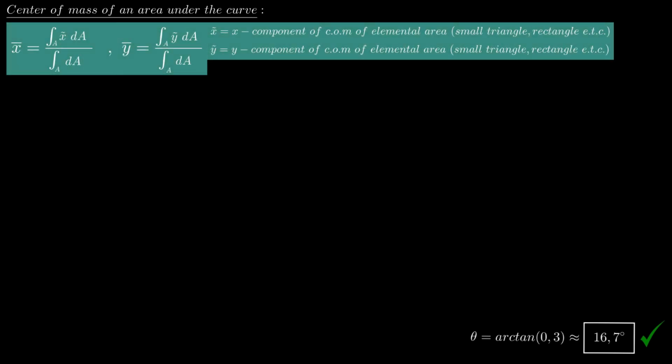X bar equals the ratio of these two integrals, where x tilde is the x component of the center of mass of the differential element, and dA is the area of the differential element. The differential element is a very small element of area that we integrate over the entire area under the curve. The small area is usually a triangle or a rectangle. Don't worry if you don't understand this formula just yet.